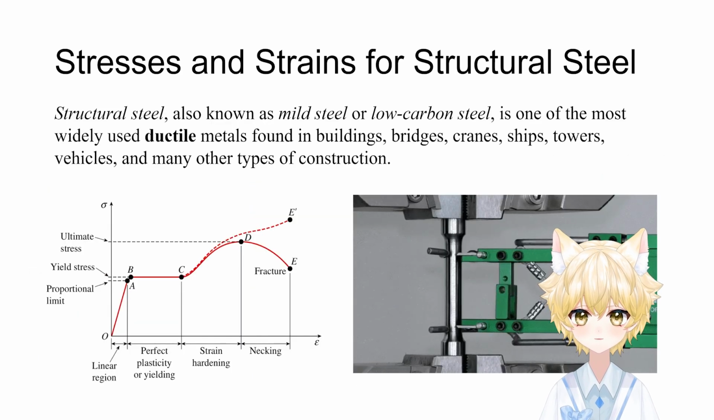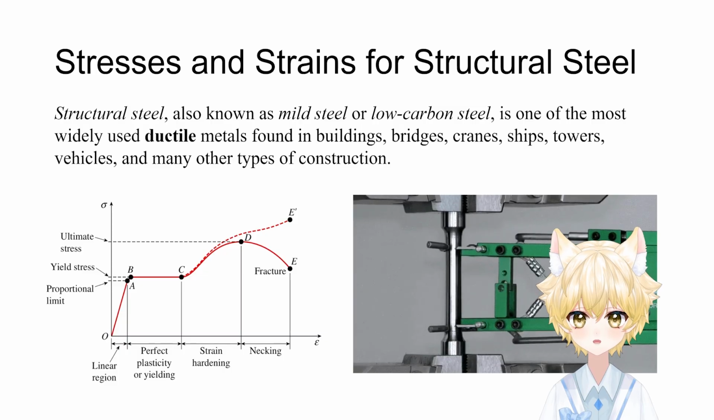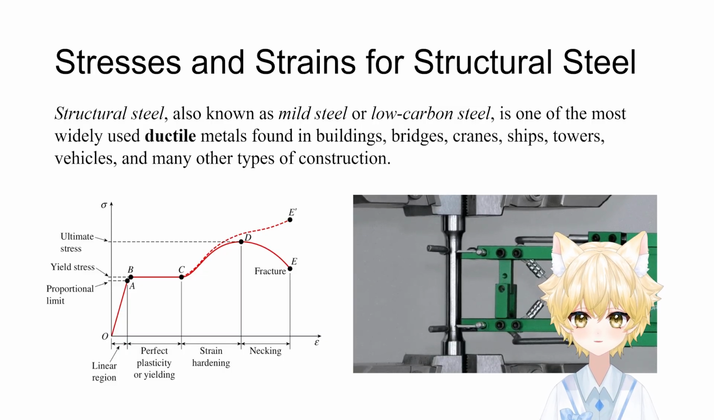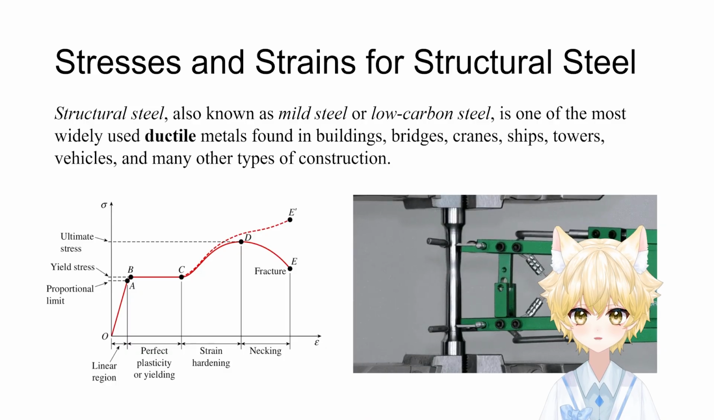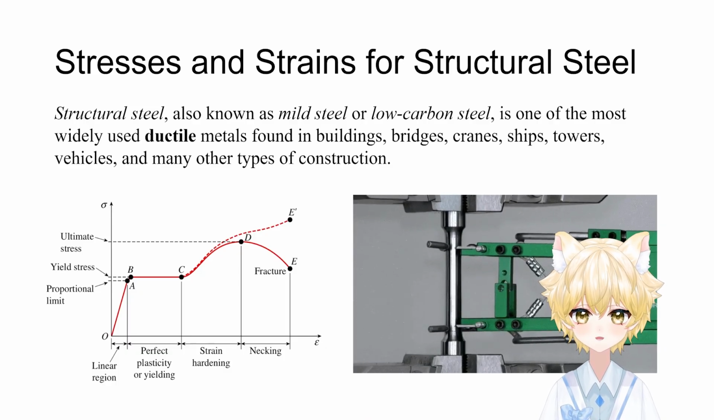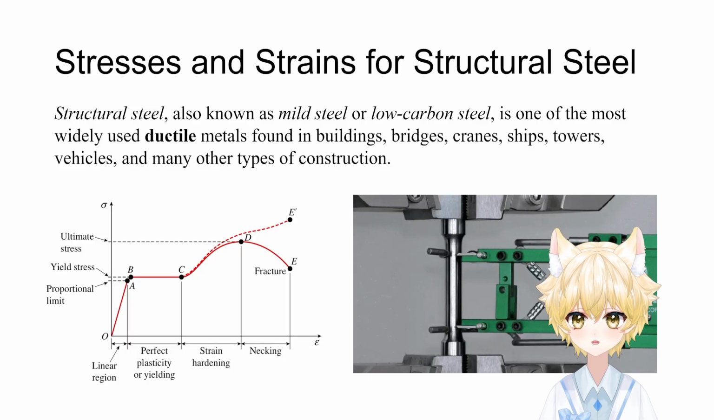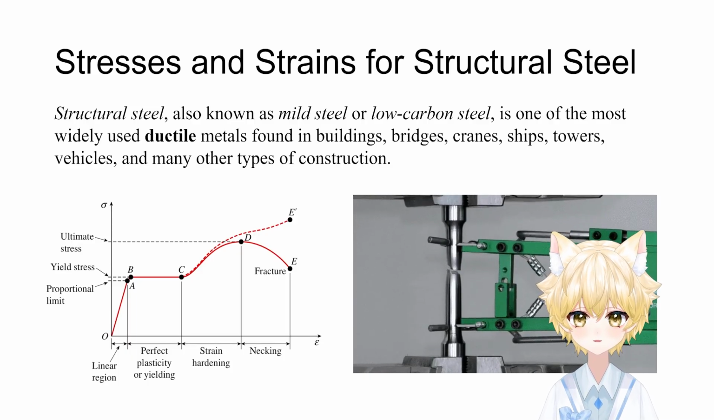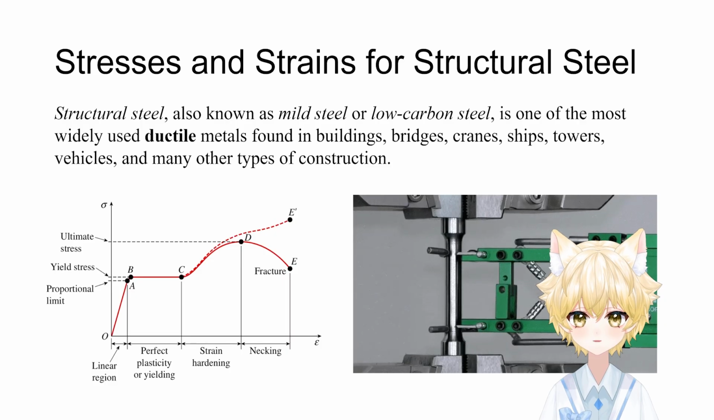When we perform a tensile test on low carbon steel and plot stress versus strain, we obtain a characteristic curve. This curve can be divided into 4 distinct stages. Understanding these 4 stages is essential for engineering design and for interpreting mechanical behavior.